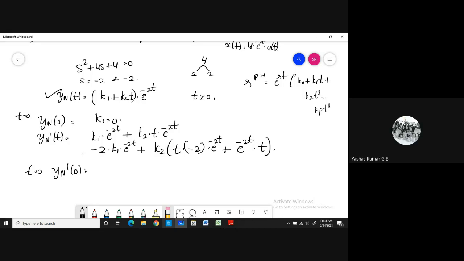Yes, ma'am. So now you solve it. Ma'am, e power minus 2 into 1, right, ma'am? Yeah, it's 1. We are keeping t constant and differentiating e power minus 2t. Then e power minus 2t will keep constant and will differentiate t, we get 1. Now you find out k2.